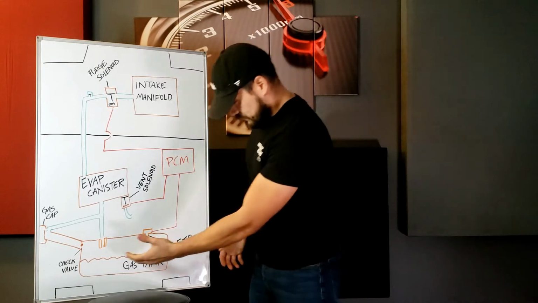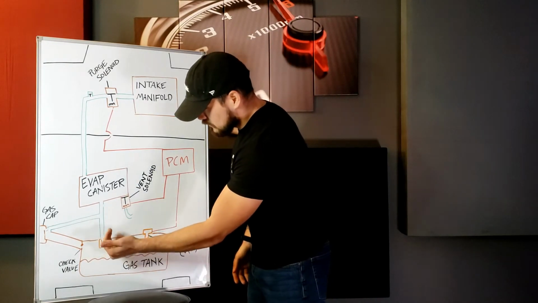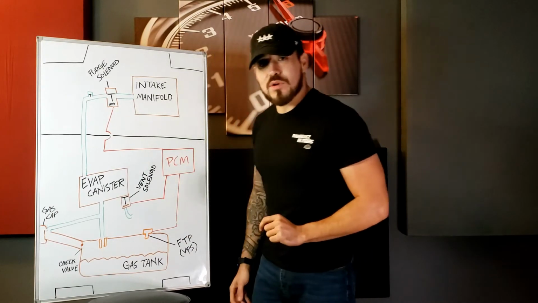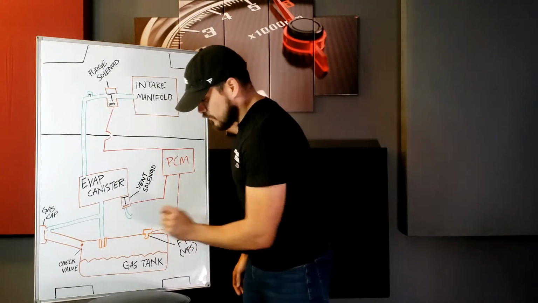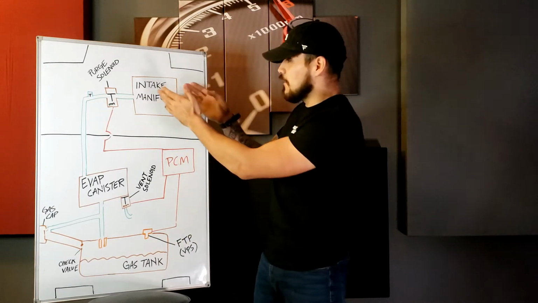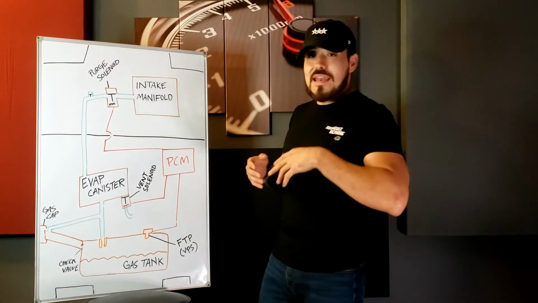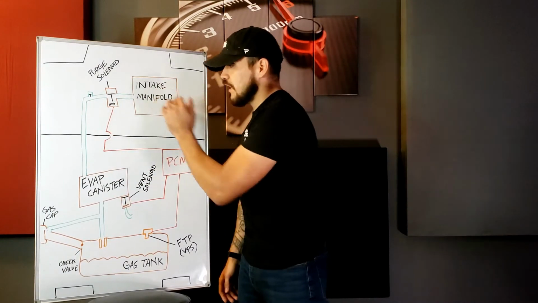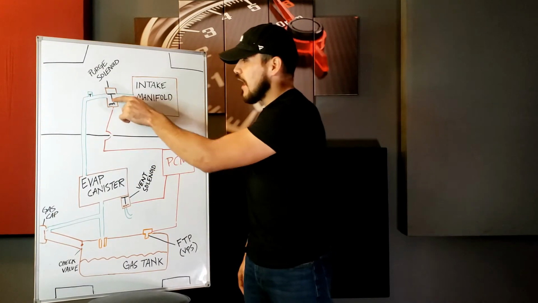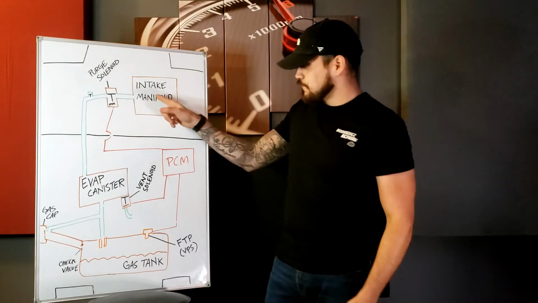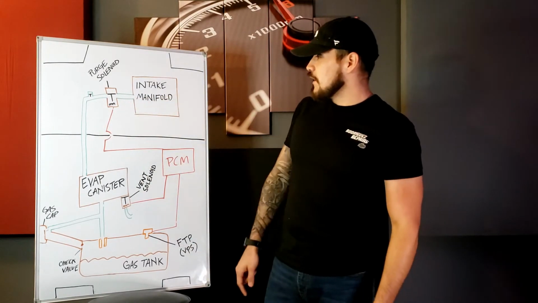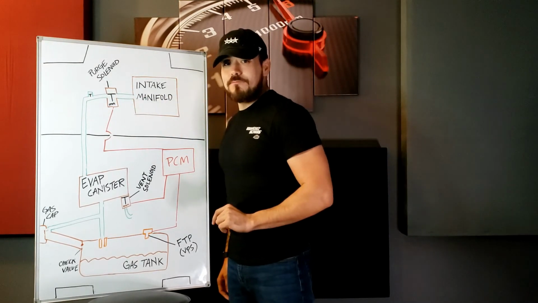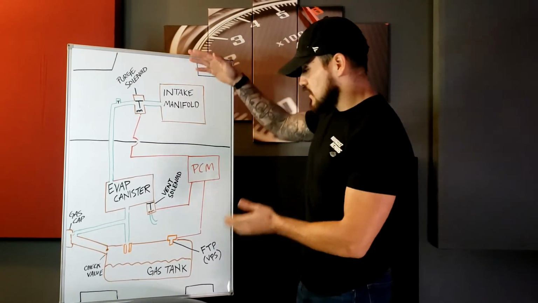Fuel vapors accumulate, they travel to the EVAP canister, and they're stored until the fuel tank pressure sensor senses there's too much pressure, or senses that the motor is finally ready and has met its certain conditions. Then engine vacuum is going to release these vapors into the motor when the purge solenoid is modulated by the PCM. Okay guys, so that's pretty much the system.